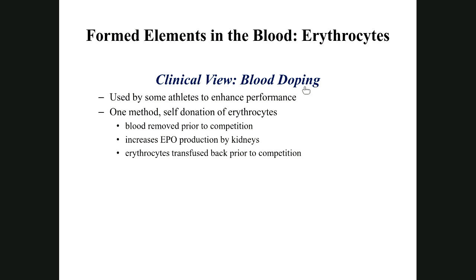Now, the easy way to do that is by having more red blood cells. So there's 2 ways to do that. The first is called self-donation. You can actually take blood out a month before your competition. Your body will regenerate that blood, and then right before that competition, you add that extra liter of blood back into your body. So now you've got an extra liter's worth of red blood cells in your blood, and that's going to carry more oxygen compared to your competitors.